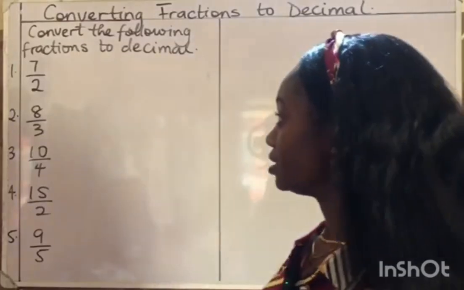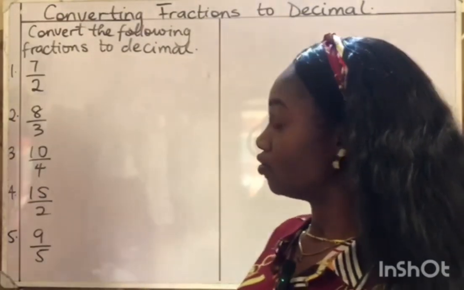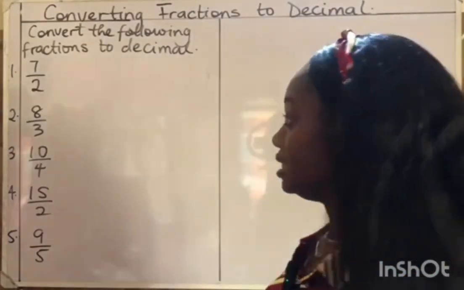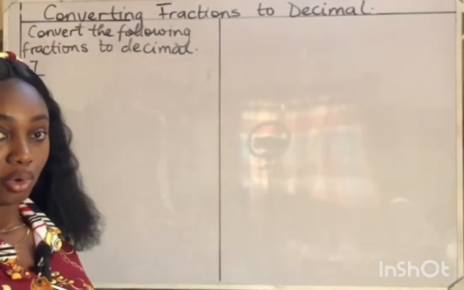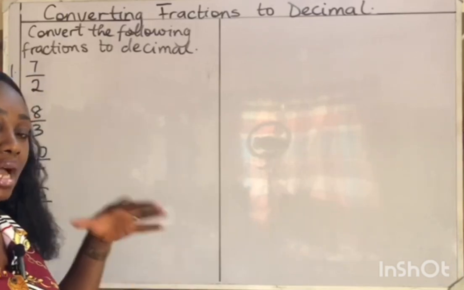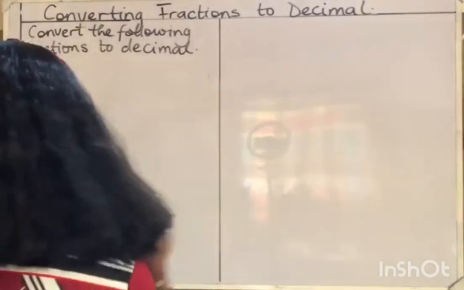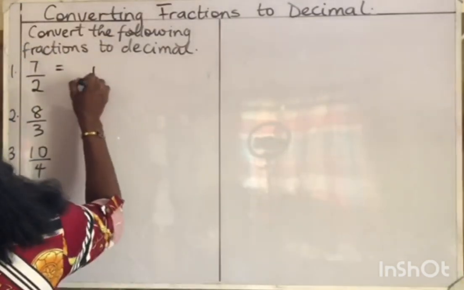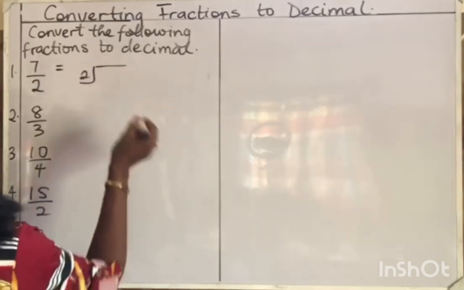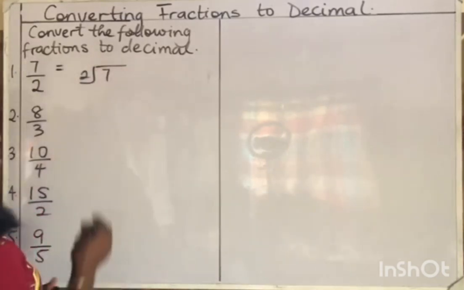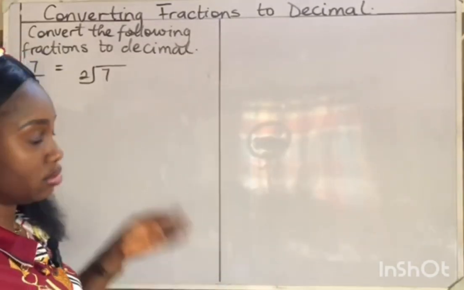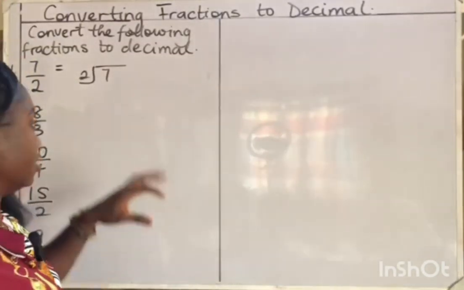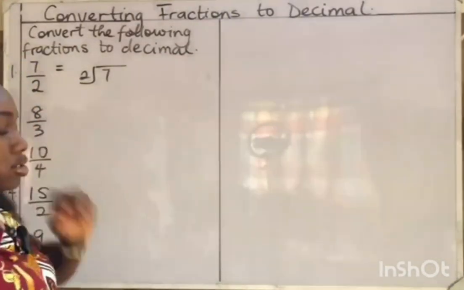The first one says convert 7/2 to decimal, right? And like I said, how do we convert? The numerator must be inside the division box while the denominator must be outside the division box. Like we have here, 2 outside and then the numerator will be inside. Now here we're going to have a whole number and a fraction, decimal fraction to be precise. Now how many times will 2 go into 7?